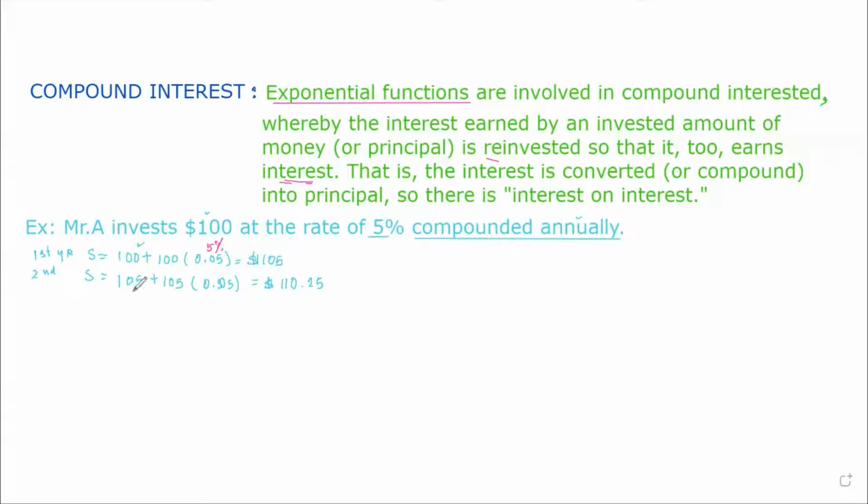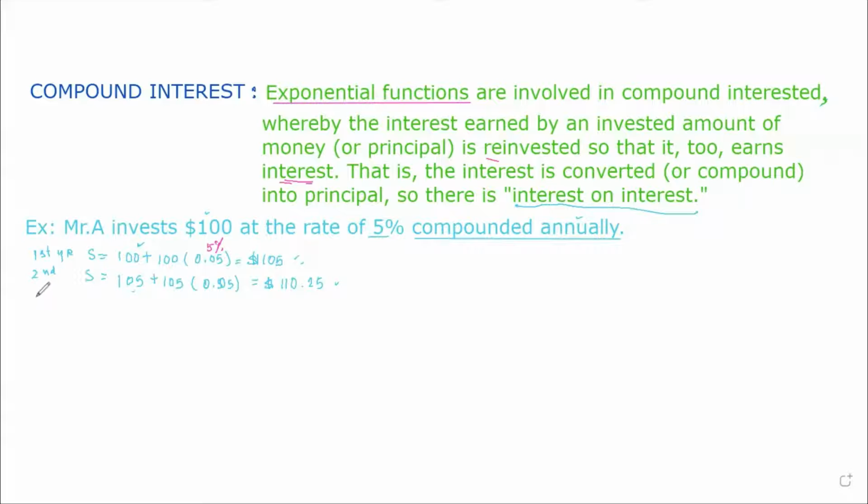compound interest, then instead of using the original 100, you use 105 as the principal. So principal times the interest plus the principal gives the new total for the second year. That means you earn more, correct? Instead of using 100 as in normal interest, you use 105, which already includes interest, to calculate the second year's interest. So you get more interest. That's why they say interest on the interest.